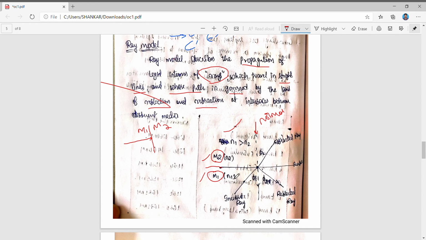Here the medium is air. Suppose, assuming the medium is optical cable here, so we have to choose different mediums. Suppose the medium 1 has the refractive index n1, and the medium 2 has the refractive index n2.